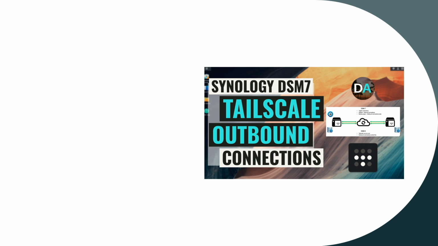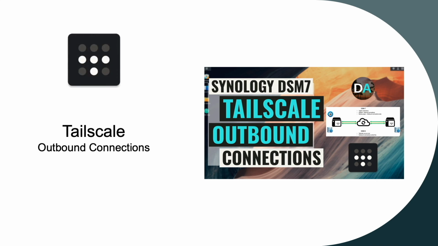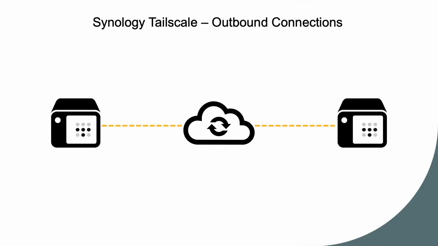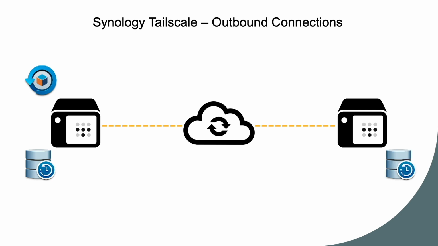In this video, I'll go over setting up Tailscale outbound connections on a Synology NAS running DSM7. With outbound connections enabled, you'll be able to use Tailscale along with applications like Hyper Backup and Snapshot Replication to backup files between Synology NASs. I'll demonstrate how I use Tailscale to replicate snapshots between Synology NASs a little later in the video.